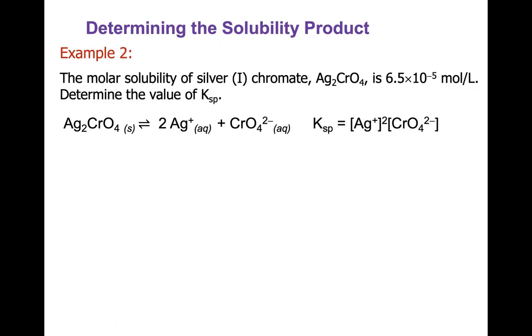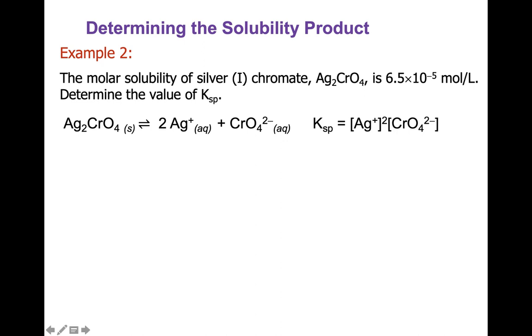So let's go through a couple of examples of how we can use this idea of solubility product, or the equilibrium constant, to answer some questions. So first of all, we can do another example like this one. The molar solubility of silver chromate is 6.5 times 10 to the negative 5th moles per liter. Let's determine the value of the KSP. So this is analogous to what we just did with this antimony sulfide.